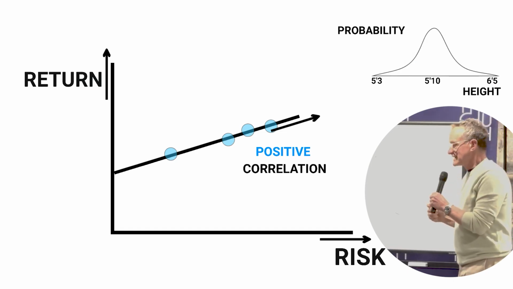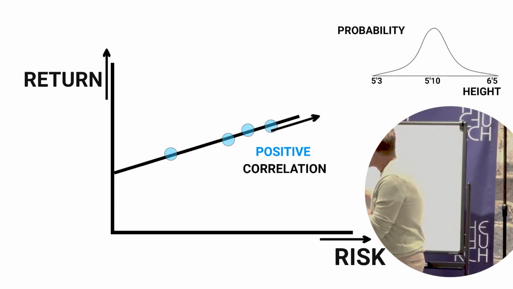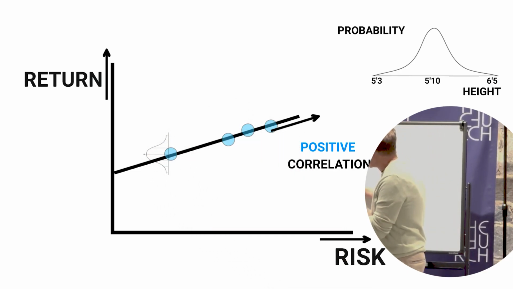Anyway, so what I did is I took some little bell-shaped curves, turned them on their side, and superimposed them on the line.